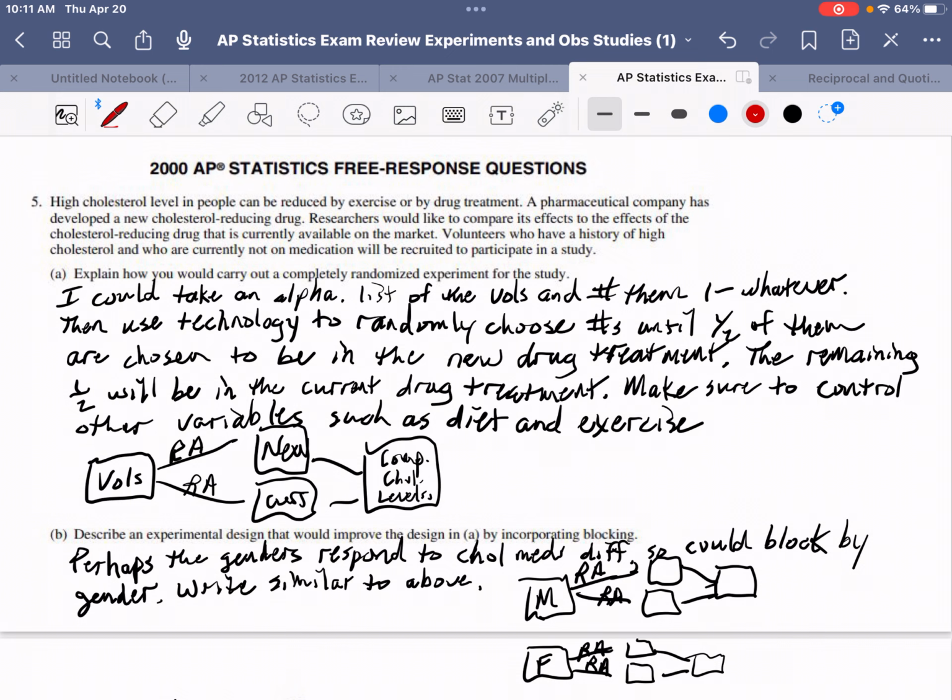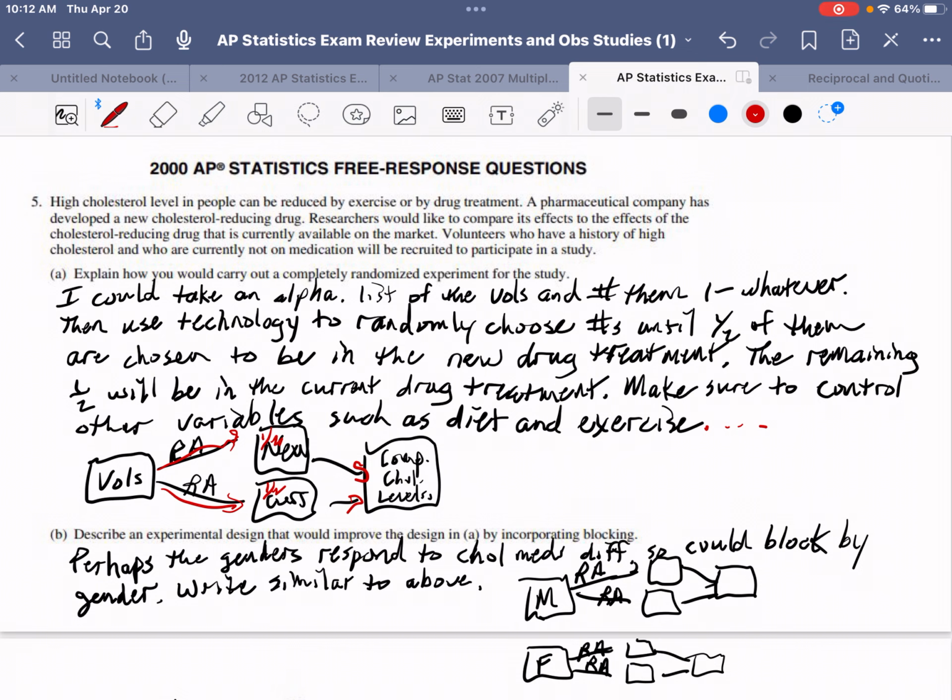Make sure that you control other variables such as diet and exercise. And then I just always feel compelled to draw a diagram. My volunteers were randomly assigned, half to the new, half to the current, and I'm going to compare cholesterol levels at the end of the experiment.